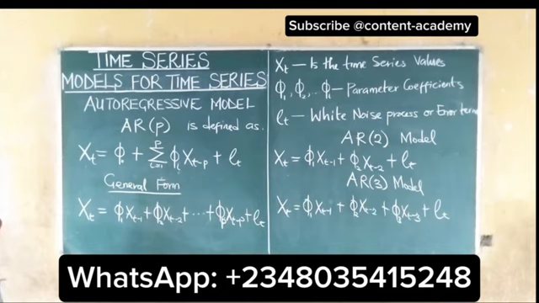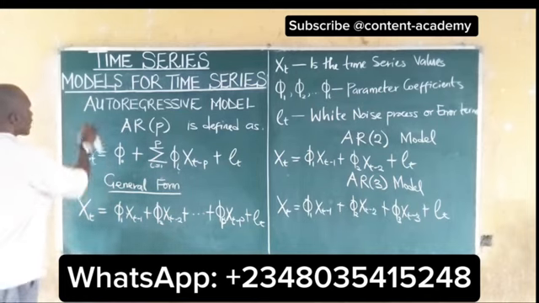The next thing to do is for us to write the other model. So we go for the moving average model, which is of order q. We move over to this side of the board to do that.